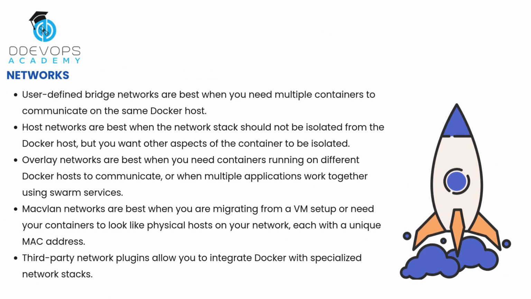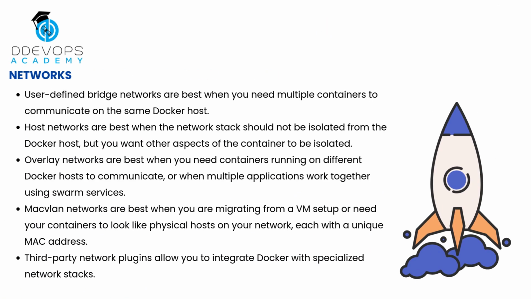Docker networks. User-defined bridge networks are great when containers need to talk on the same host. Host networks share the host's network stack for performance. Overlay networks connect containers across multiple hosts, perfect for swarm setups. Macvlan networks give containers their own MAC addresses, ideal for VM migrations. And third-party plugins let you integrate with advanced network stacks. Choosing the right network type is key to building scalable, secure container systems.